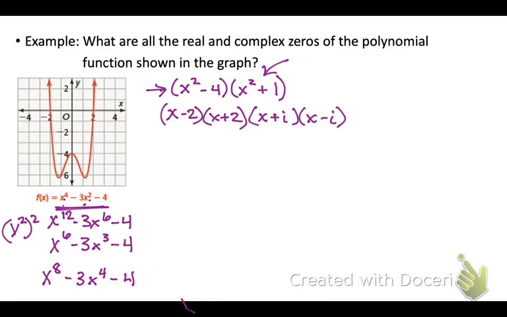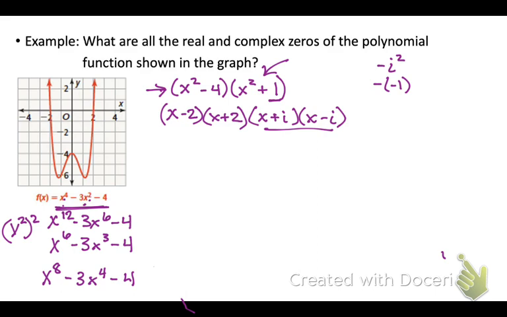Does that work? Because when I FOIL this out, because they're conjugate pairs, yes? When I FOIL it out, the middle term is going to be gone. And negative i times positive i is going to be negative i squared, correct? And what is i squared? Negative 1. But it's negative, so it's negative and negative 1, so that would become what? 1.